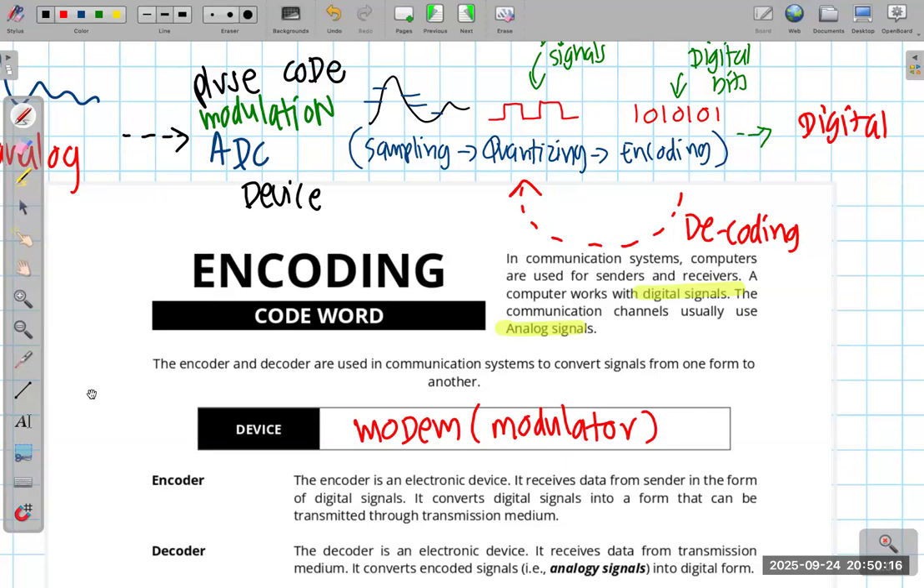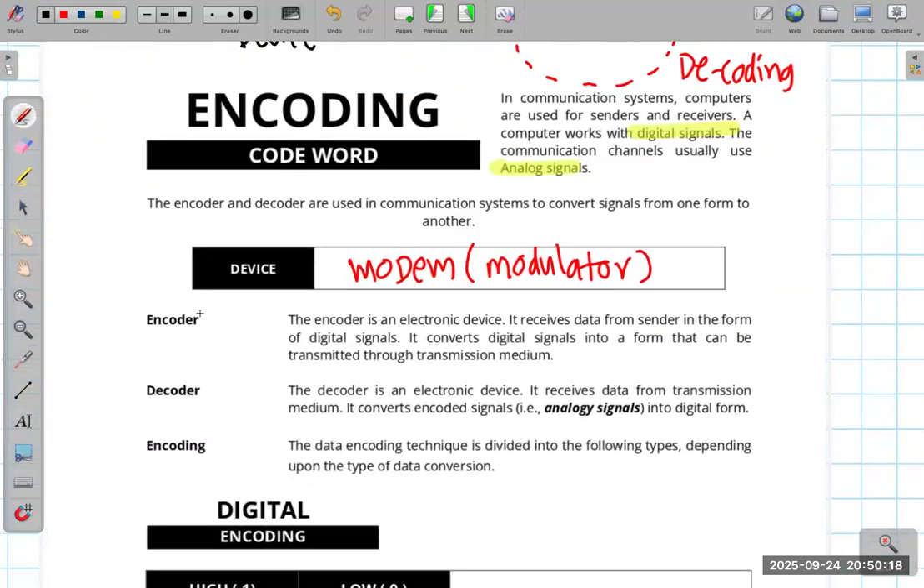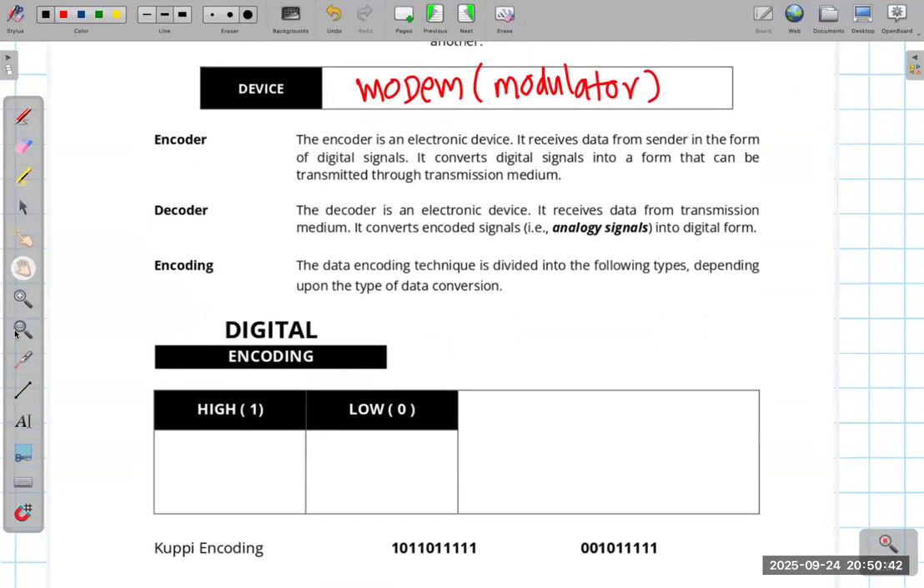Encoder and decoder. An encoder is an electronic device that receives data from the sender in the form of a digital signal. It converts the digital signal so that it can be transmitted through the medium. A decoder is an electronic device that receives data from the transmission medium. It converts the encoded signal into digital form. Analog to digital, digital to analog. Encoding is the process or the technique.